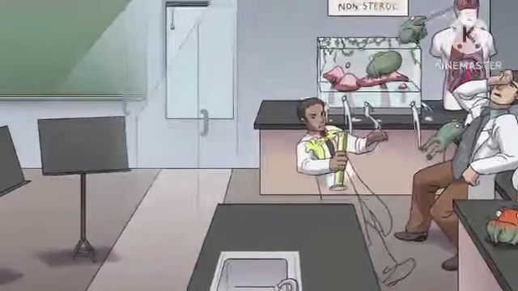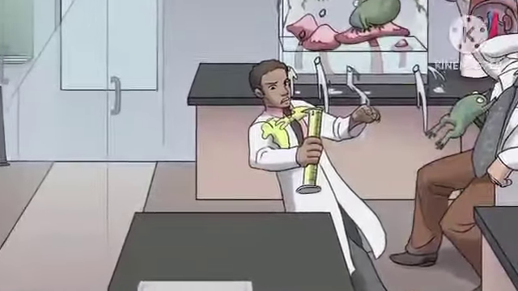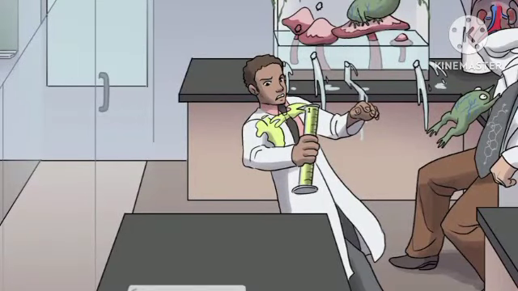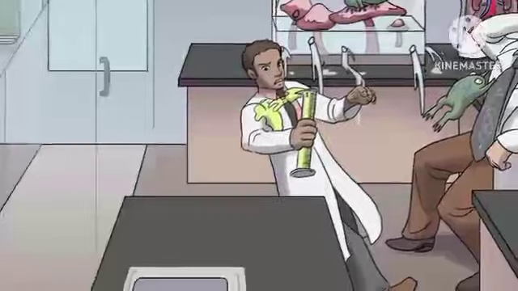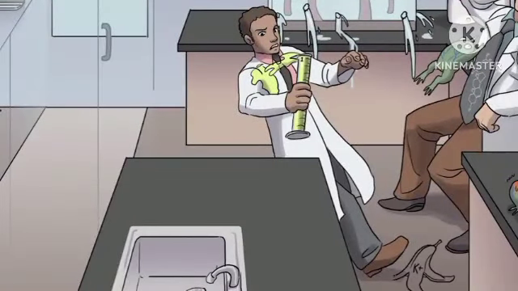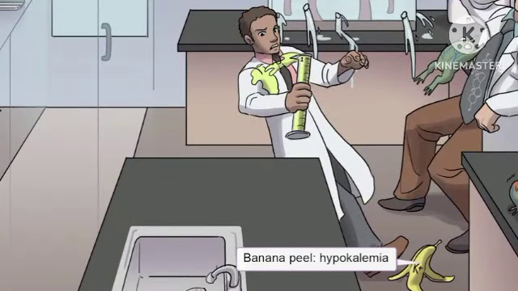Amphotericin can lead to reversible prerenal azotemia or irreversible renal tubular injury, leading to a type 1 renal tubular acidosis. We usually convey a tubular acidosis with a test tube of acid, and in this classroom we have a budding chemist holding a graduated cylinder full of acid. Notice the graduated cylinder is shaped like the number 1 in order to emphasize a type 1 renal tubular acidosis. RTA type 1 is associated with hypokalemia, so that's why he's sipping on this potassium depleted banana peel.